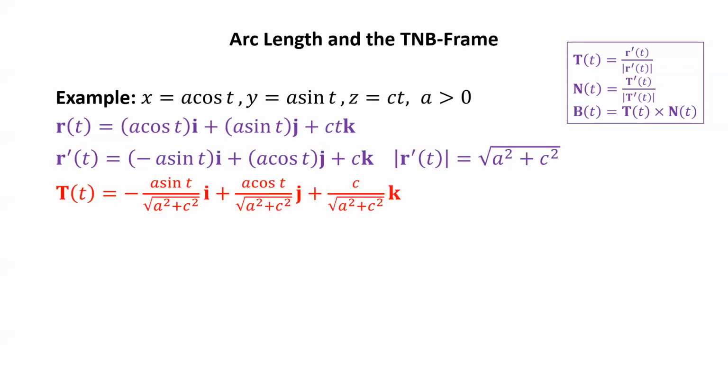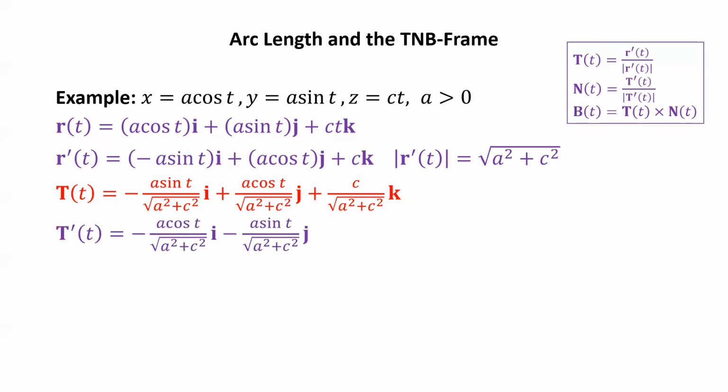Okay, so we have the length of r'(t) is the square root of a squared plus c squared. We can now compute T(t) by dividing each component of r'(t) by the square root of a squared plus c squared. So we have T(t) is negative a sine t over the square root of a squared plus c squared times i, plus a cosine t over the square root of a squared plus c squared times j, plus c over the square root of a squared plus c squared times k.